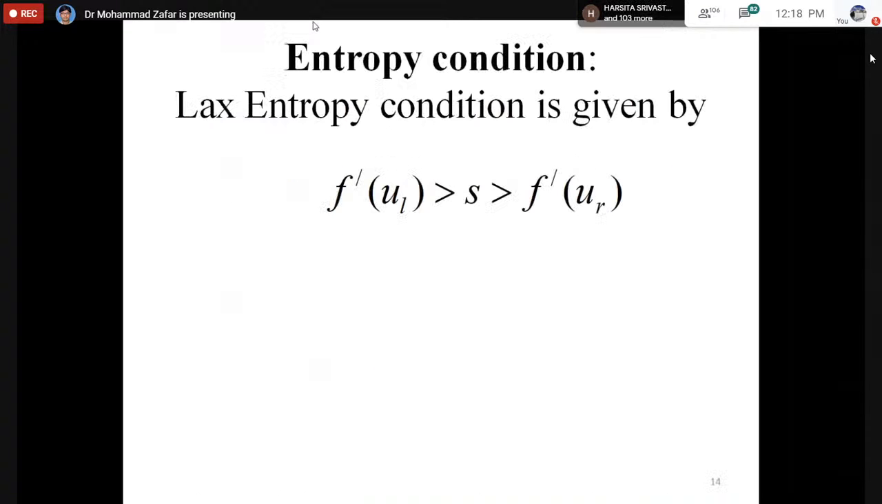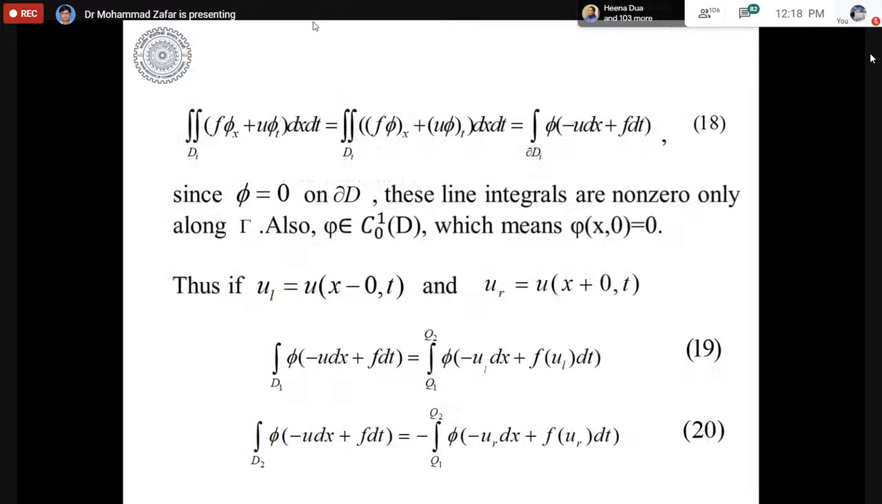Since phi was arbitrary, go to the next one.